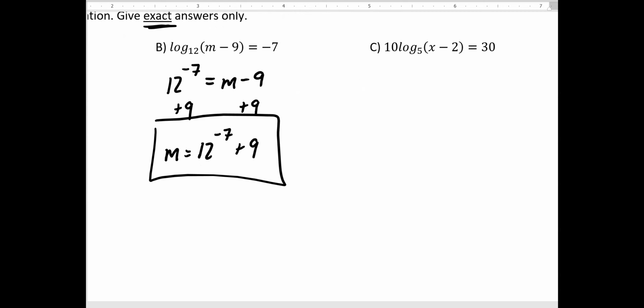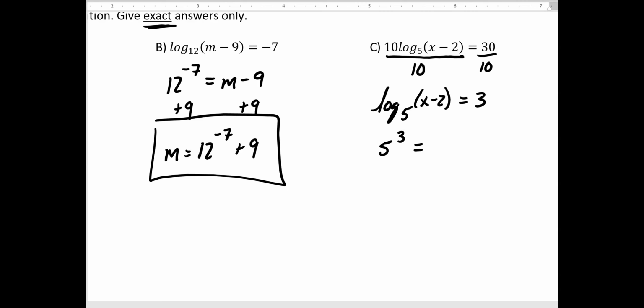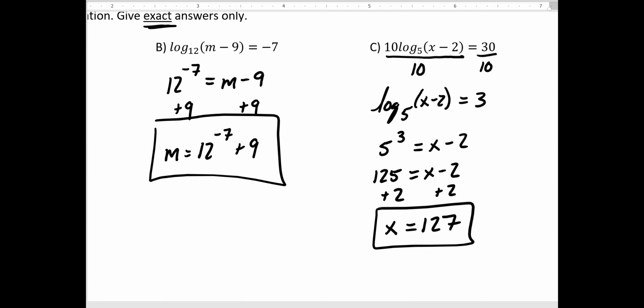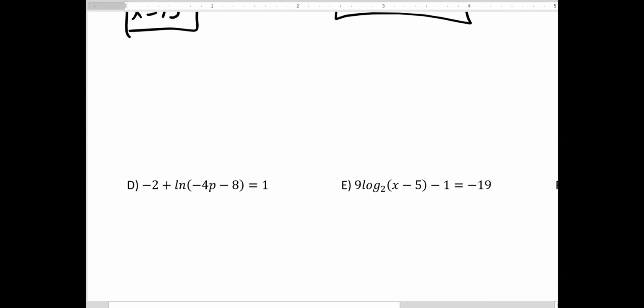10 log base 5 of x minus 2 equals 30. So I've got to isolate my log. Going to divide both sides by 10. So I'll say log base 5 of x minus 2 equals 3. In exponential form, this would be 5 to the third equals x minus 2. 5 to the third, remember, is 125. It's okay if you want to use your calculator to figure out what 5 to the third is. That's fine. But we don't want to use it to get a decimal of any sort. We don't want to round anything. So when I add 2 to both sides, I'll find x to equal 127. There we go.